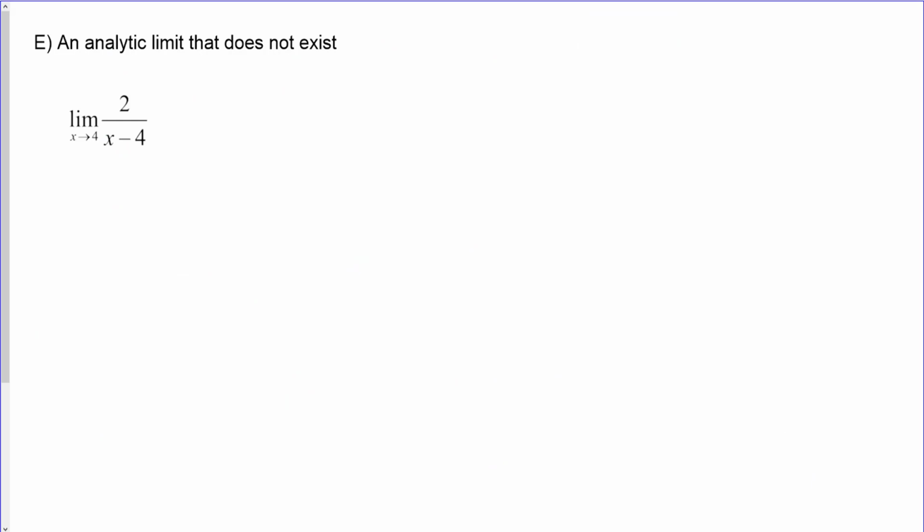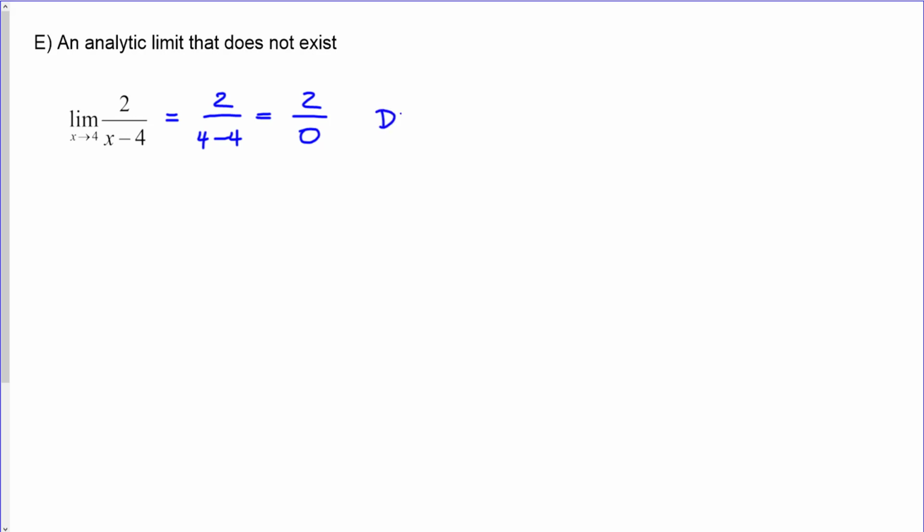Next up, a limit that does not exist. Okay, so far all the ones we've done have existed through some sort of algebra. So here's the thing. If I plug in the limit point, I would get 2 divided by 4 minus 4, which is 2 divided by 0. That's an asymptote. It's not an undefined value. 0 divided by 0 is undefined. Some number other than 0 divided by 0 is defined. It's an asymptote. This limit does not exist.